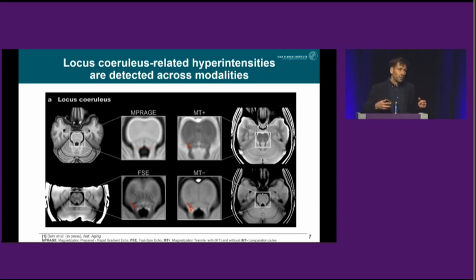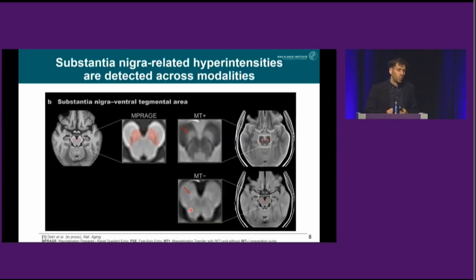Now, when we go from the brainstem a bit higher to the midbrain, here we find the dopaminergic neurons of the substantia nigra ventral tegmental area, and in red you see where we would expect that hyperintensity to show up, and here you see our 2 imaging sequences which pick up that hyperintensity.